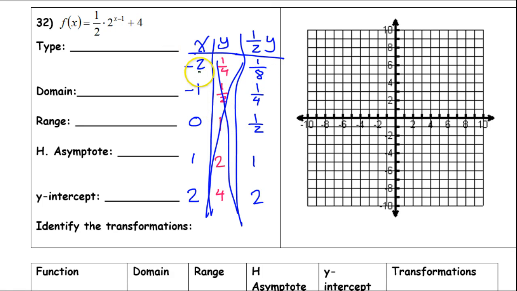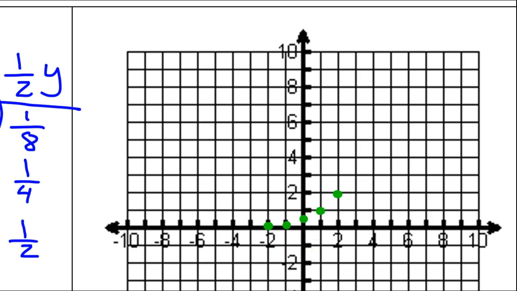Okay, so we have -2, 1/8 is very close to 0. -1, 1/4 is just up a little bit above that. 0, 1/2 is right in the middle. 1, 1, and 2, 2. Alright, so we have these 5 points. Alright, here's a closer look.